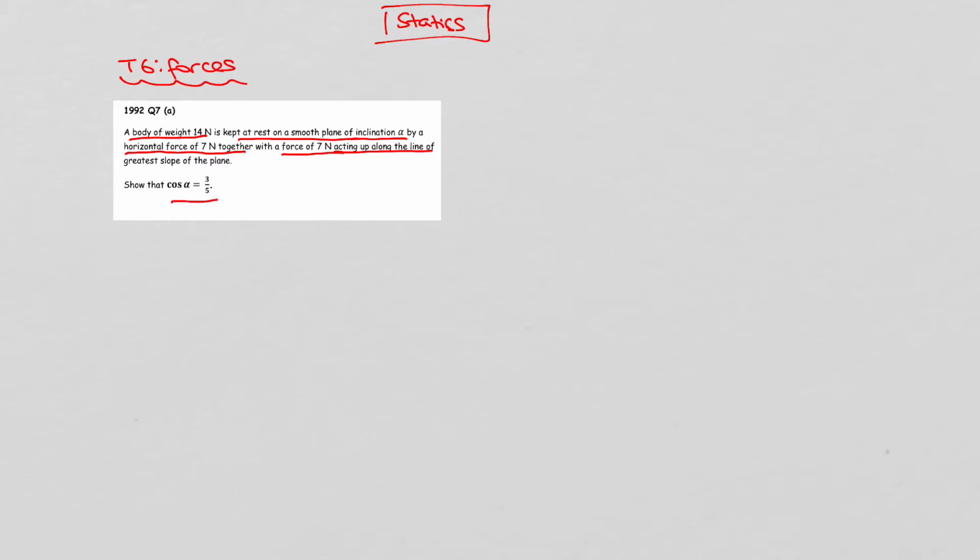So what we want to do is draw a diagram so we can see what information has been given to us. We have a plane that's inclined at an angle alpha. We have a body of weight 14 newtons, so therefore we're going to have weight acting down. We have a horizontal force of 7 newtons with a force of 7 newtons acting up along the line.